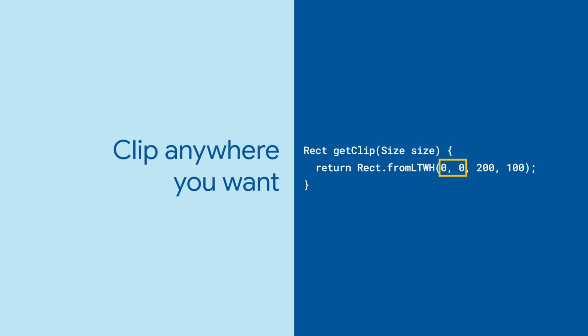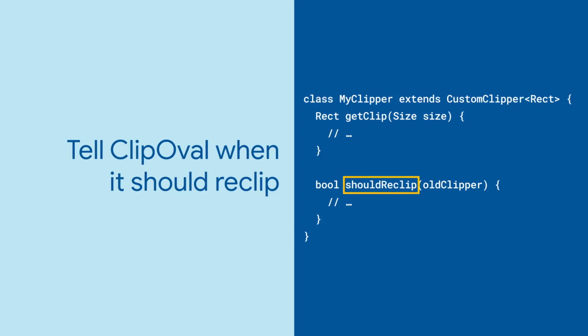For example, here we're putting the oval in the top left corner of the child and limiting its width to 200 and height to 100 pixels regardless of the size of the child. The other method of CustomClipper, shouldReclip, just tells Flutter whether it must perform the clipping again given the previous state of the clipper. As a performance optimization, return false if you're sure that the state of the clipper would result in the same clip.